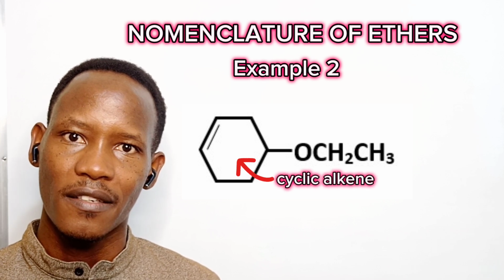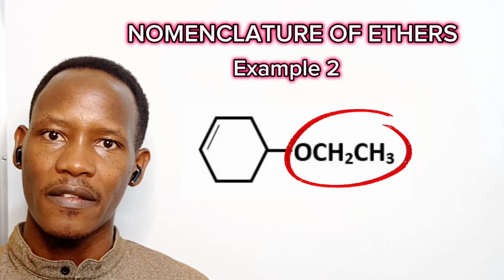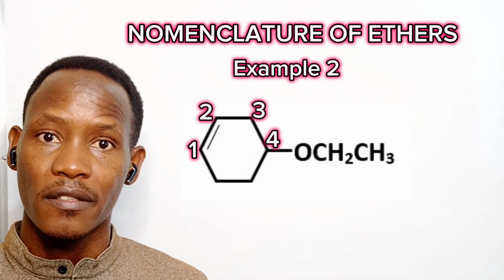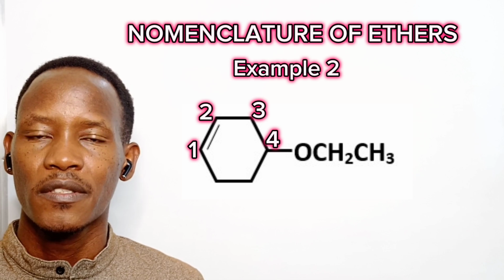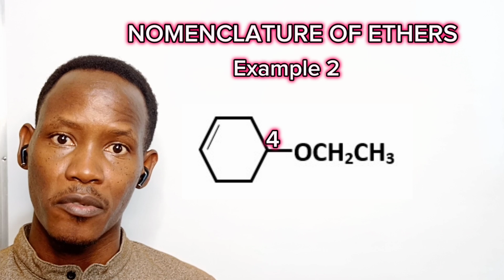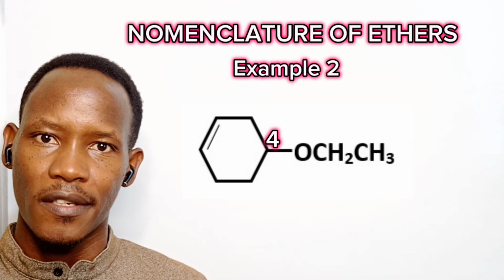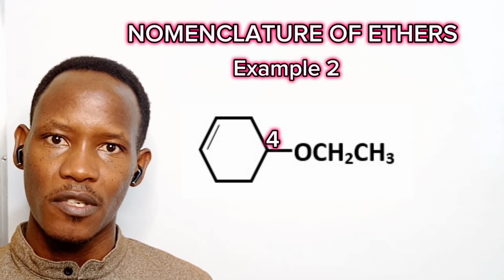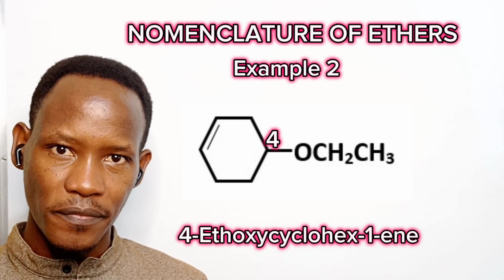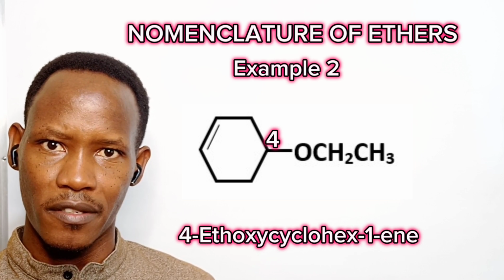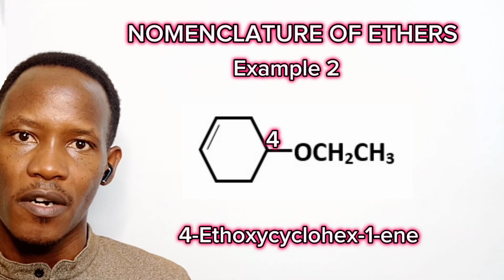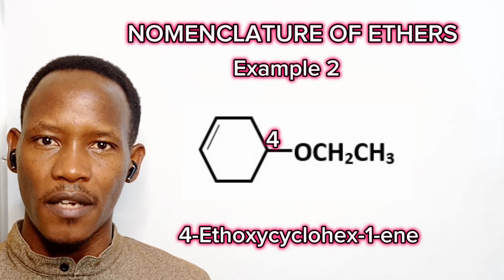Second example to illustrate this guideline in the nomenclature of ethers is that we do have a cyclic alkene, and on this cyclic alkene there is an ethoxy substituent. So therefore, by numbering starting from the carbon-carbon double bond, we obtain that the ethoxy substituent is actually on position number 4. And therefore, the name of this compound is going to be, according to IUPAC, 4-ethoxy, and then the parent name. What is the parent name? The parent name is cyclohex-1-ene.